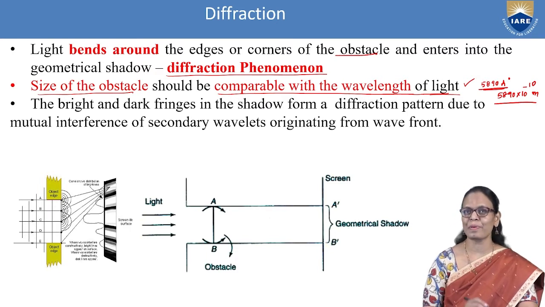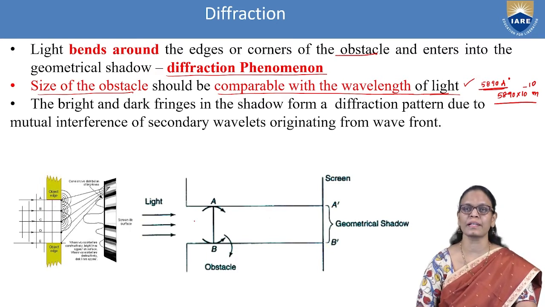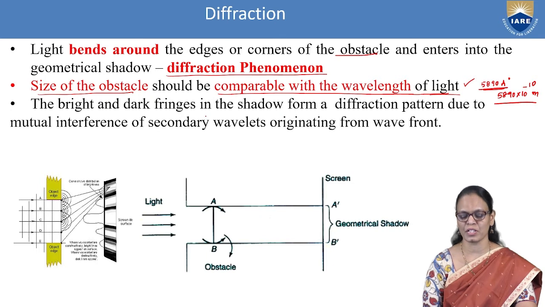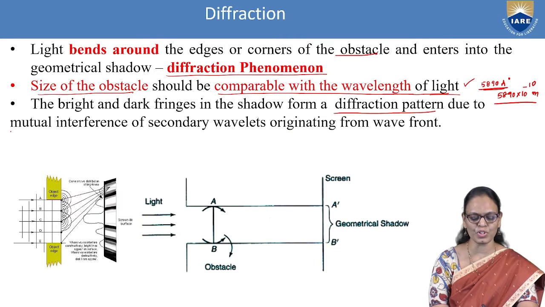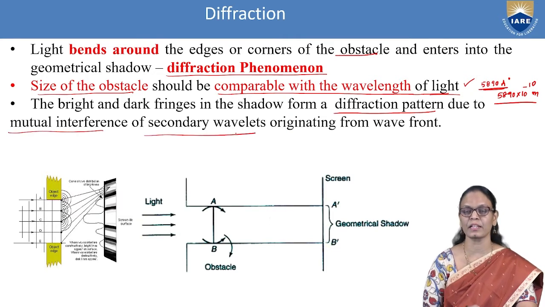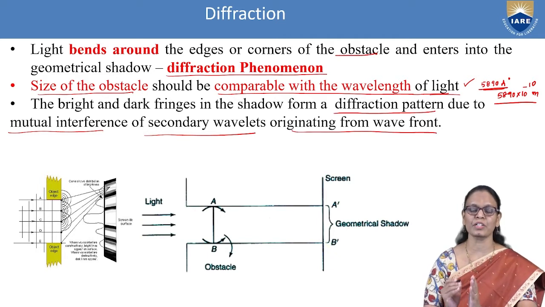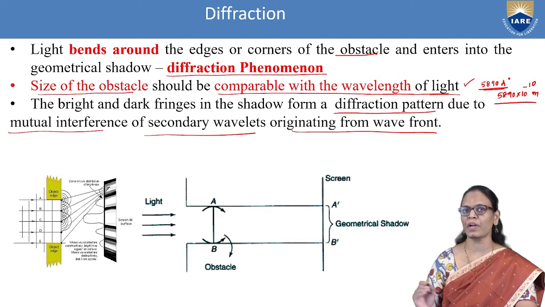Now, what happens after passing through the slit or after bending around the corners of the obstacle? Bright and dark fringes form in the shadow, the diffraction pattern. So what we are going to get is a diffraction pattern. How do we get the diffraction pattern? Due to mutual interference of secondary wavelets originating from the wavefront. So first we need to understand diffraction, and then we are going to discuss different cases.